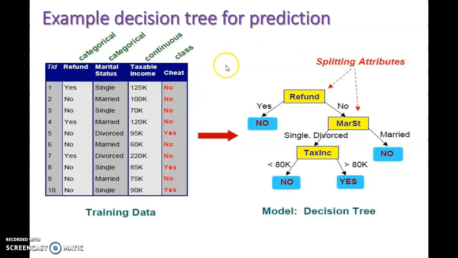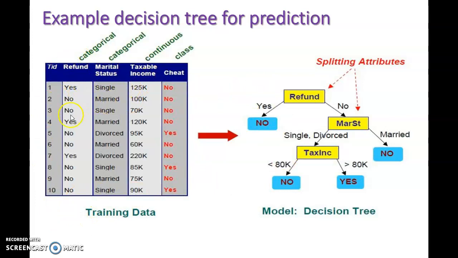Here is one example of a decision tree for prediction. Here is the given data set. These are the training data sets. The variables, or you can say features, are refund, a categorical variable, marital status, taxable income, and class. Here 10 records are given with 3 attributes. First, we are considering refund as a variable, or you can say the entire data set.